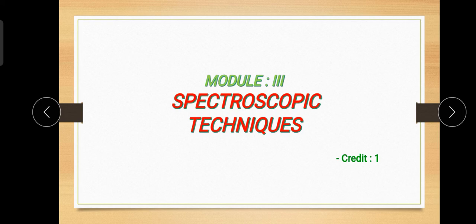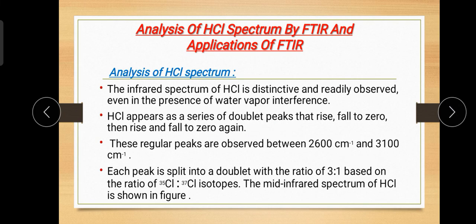Now in this lecture we have to study a particular example of FTIR spectra, that is, the analysis of HCl spectrum by FTIR, and the applications of FTIR spectroscopy. Here we consider a special case, HCl, and from the FTIR spectra we analyze the HCl spectrum, and also study the applications of FTIR. So first we will discuss the analysis of HCl spectrum. So let's start.